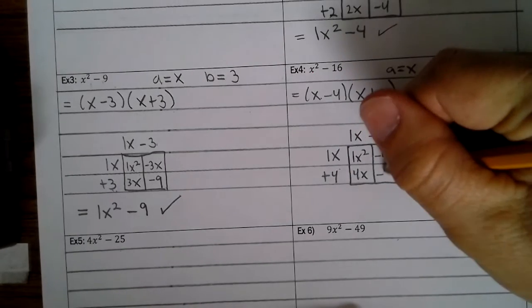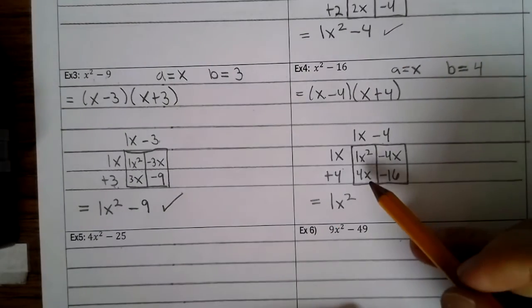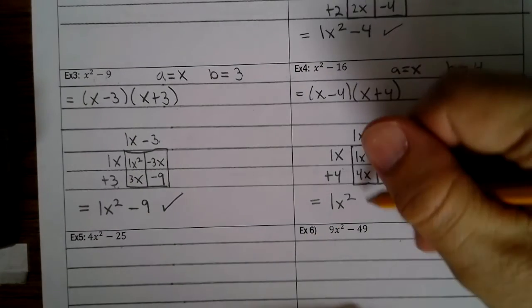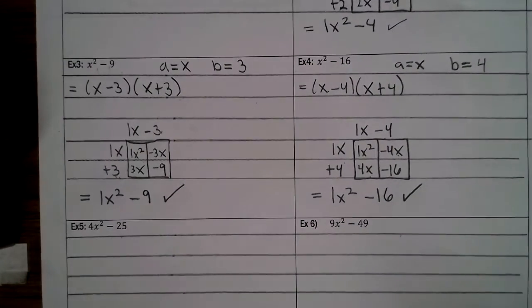So we have 1x squared. 4x minus 4x is 0x, so it's just minus 16. This checks. Okay? All right, so finish up examples 3 and 4.